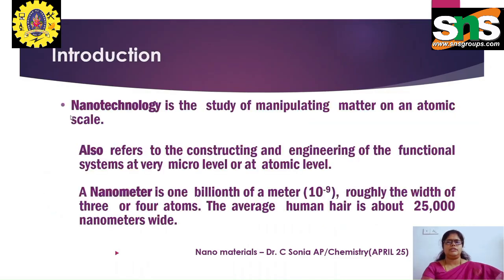So, while introducing, nanomaterials are the materials which have the size in the range of 1 nanometer to 100 nanometers in scale. Nanotechnology is the study of manipulating matter on an atomic scale. It also refers to constructing and engineering of functional systems at the micro level or at the atomic level. A nanometer is one billionth of a meter, that is 10 to the power of minus 9. It's roughly the width of 3 or 4 atoms. The average human hair is about 25,000 nanometers wide.